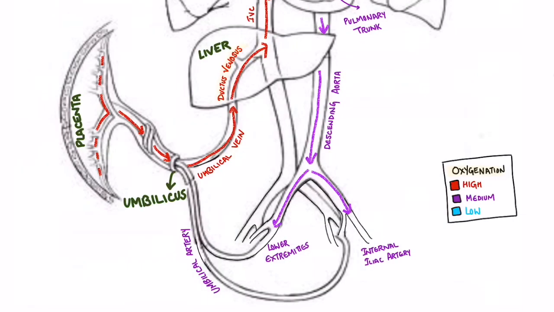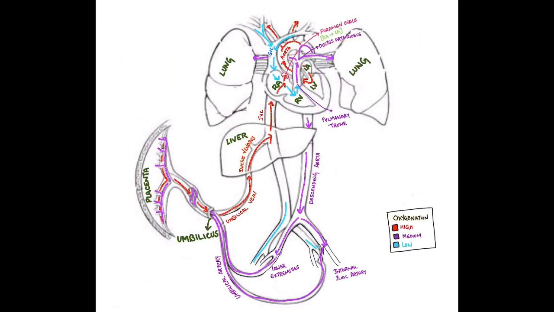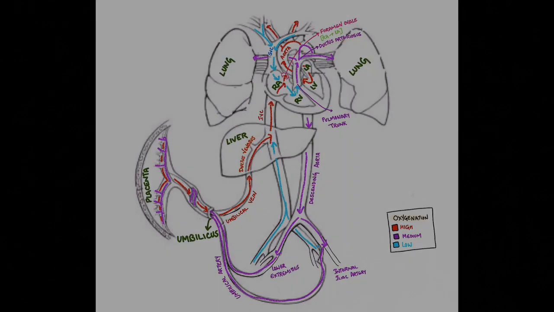And then this blood with the medium level of oxygenation will return through the umbilical artery into the umbilicus and through it to the placenta, again for oxygenation, and this process will continue. I hope the fetal circulation is clear by now.